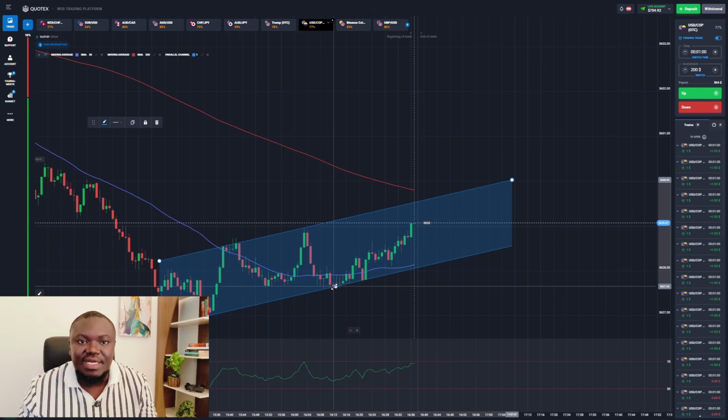And after adding that parallel channel, you notice that even though the general trend of the market is downward, there is an opportunity to make money with up trades inside this channel. So how do we do that? We wait for the market to get to the bottom of the channel and we trade up. To get to the top of the channel, and we trade down.